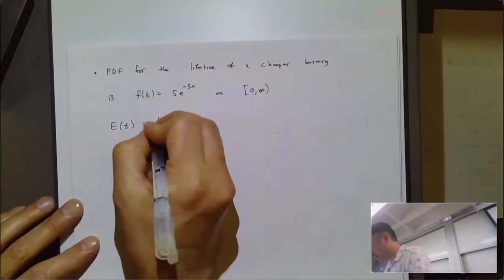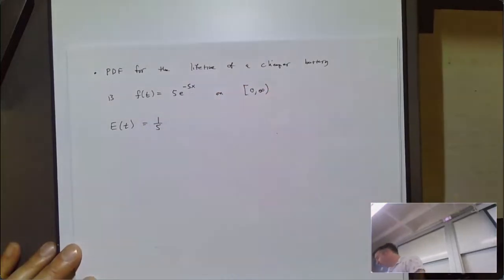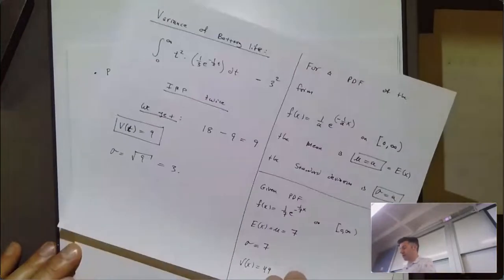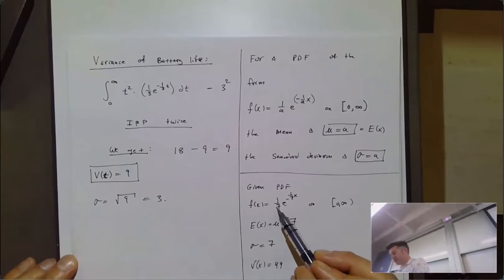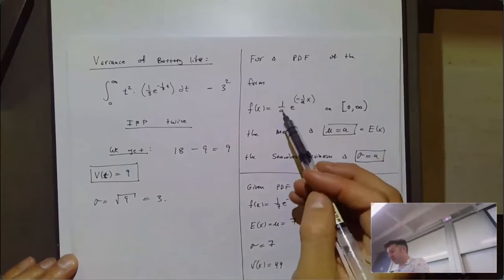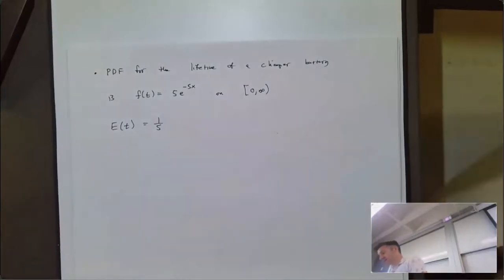It's 1/5, right? It's always the reciprocal of whatever number's out here. So just like in the previous ones, we didn't really see it that way, but really the expected value is the reciprocal of 1/7. Or the expected value here was the reciprocal of 1/a.